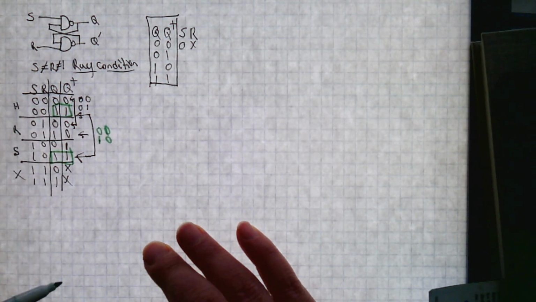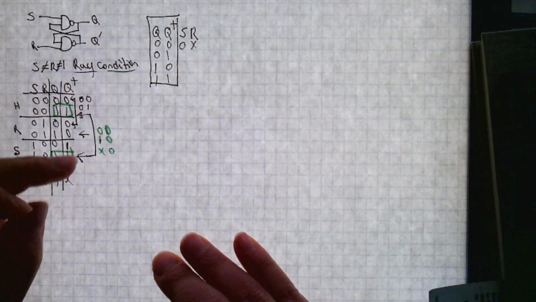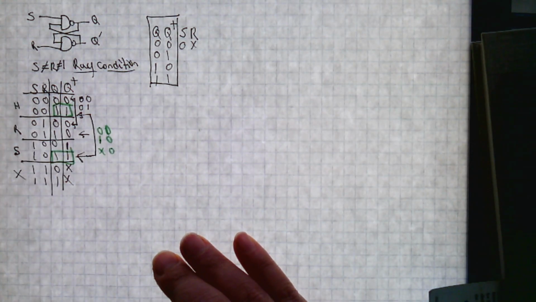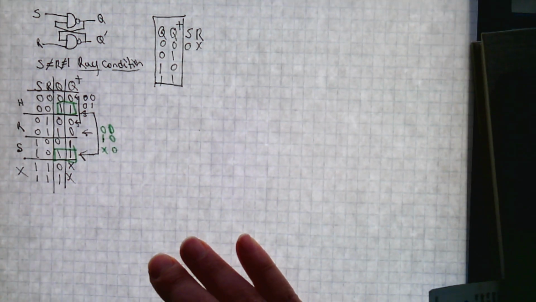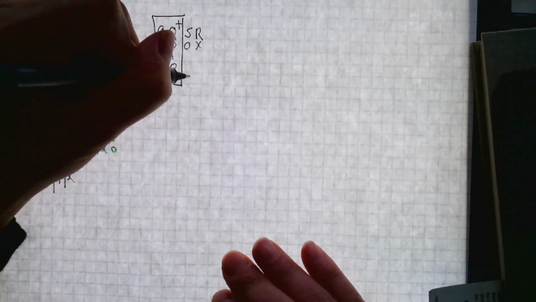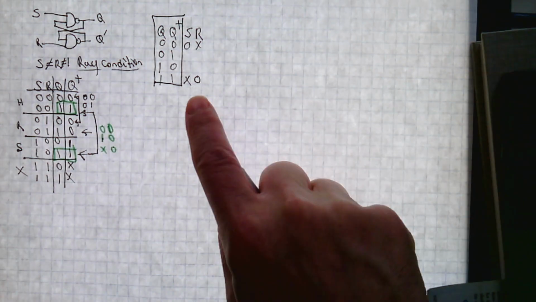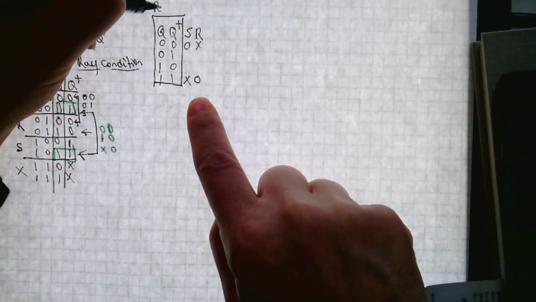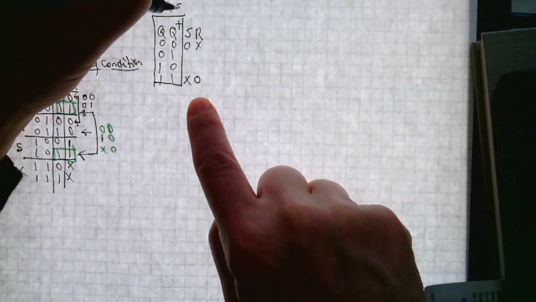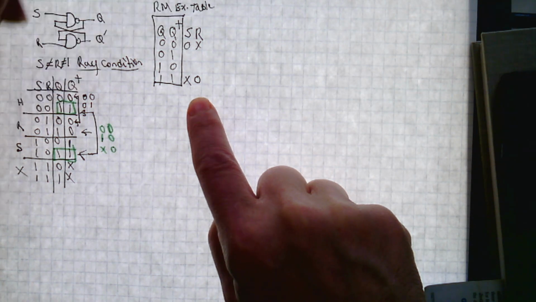And so now we have don't care 0, because it could be either a 0 or 1 for the set. And so don't care 0 plays an important role for us in the so-called remapped excitation table. And this is right out of the Cat's book, only I'm deriving it for you.